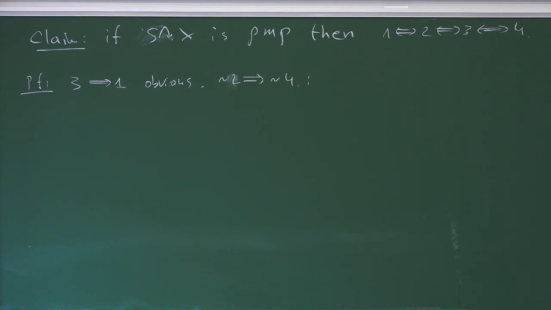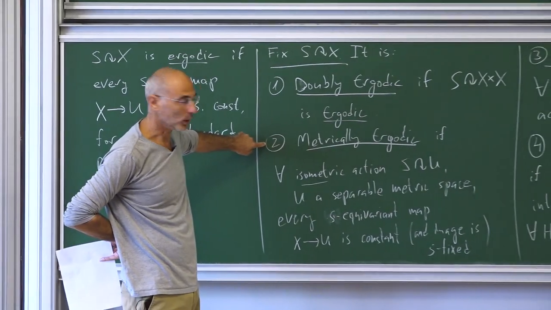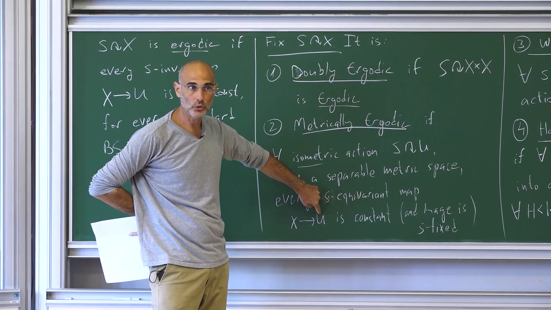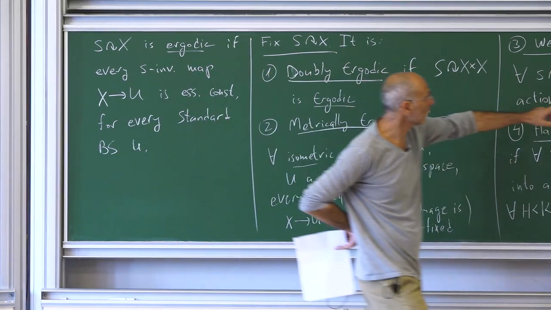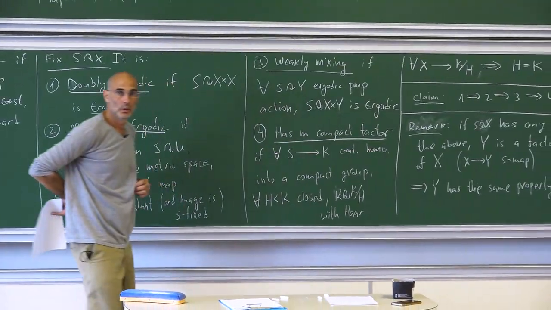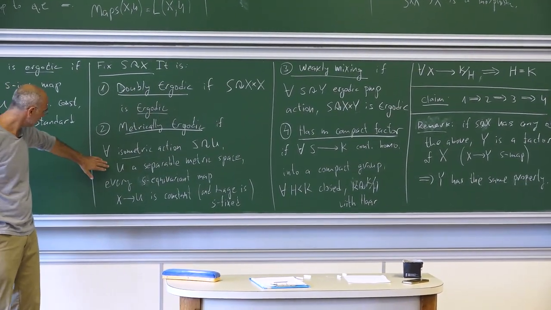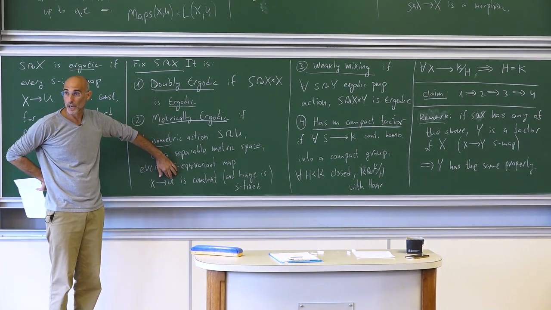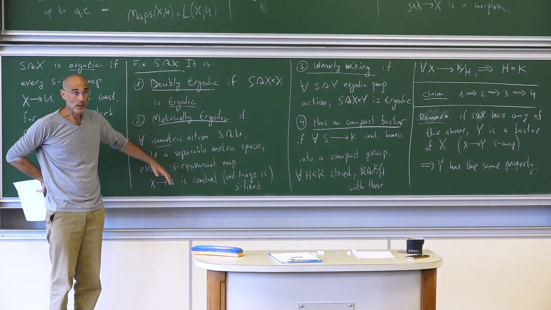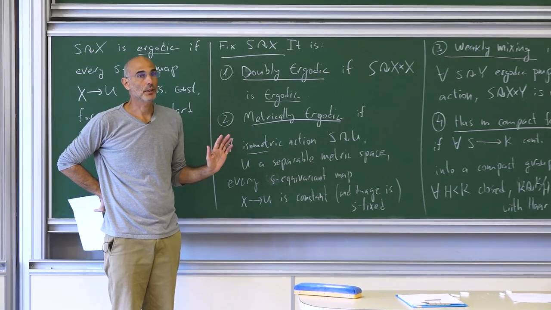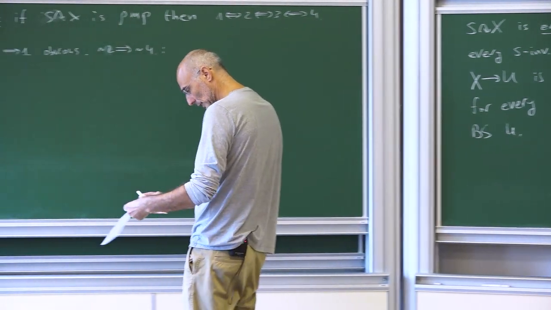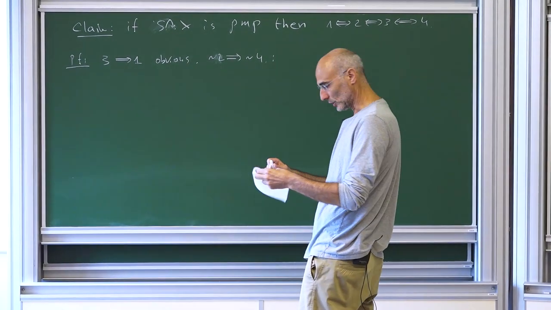So I want to assume now that 2 is not satisfied. So I do have some u and some map which is not constant, x to u. And I want to explain that by this I'm getting also a compact factor. Basically, I will explain that if x is PMP, then I push the measure to u, and I have a PMP action on u itself, and it is metric, then it must be a compact action. That's the point. And I'm not sure how much I will do now and how much I will leave as an exercise.